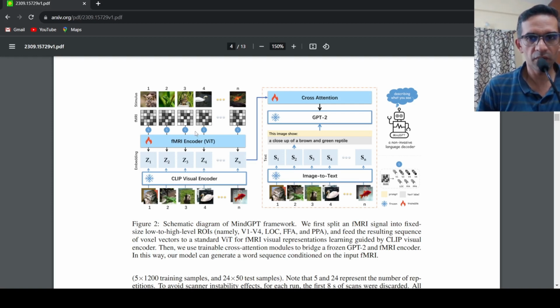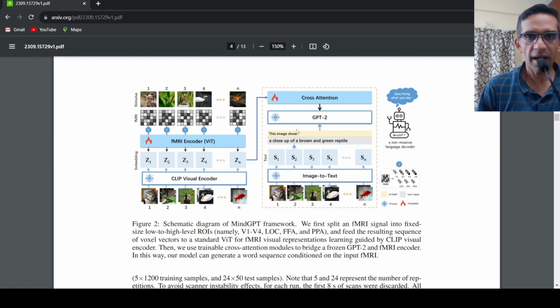Okay, so the resulting sequence vectors of fMRI are converted to fMRI representations. Okay, then you have a cross attention layer, which takes these embeddings and converts them into embeddings for the GPT-2 large language model to attend to. Okay, so basically GPT-2 is a decoder model, right? And this decoder attends to these fMRI recording representations through a cross attention layer, and this generates your text caption for that image, right? That is the idea over here.